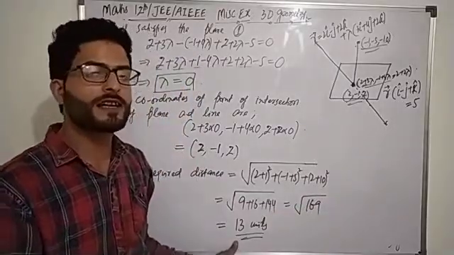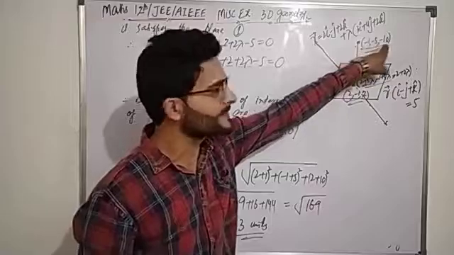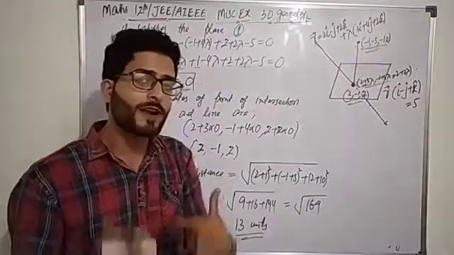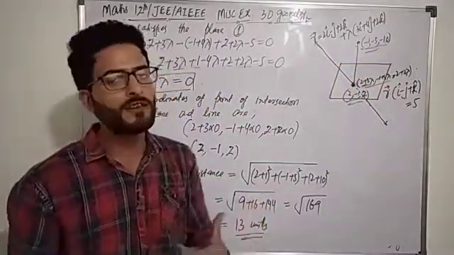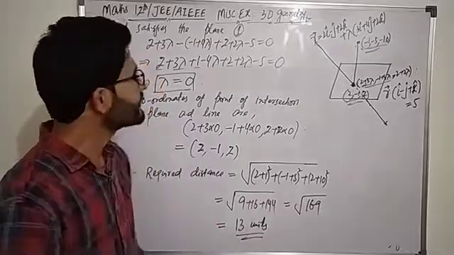The required distance between the point -1, -5, -10 and the point of intersection of the given line and given plane. So that was all about the question.